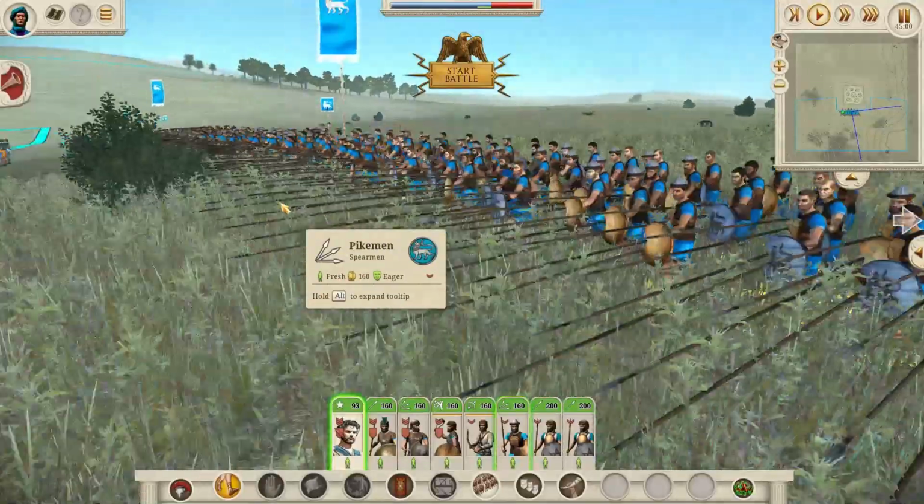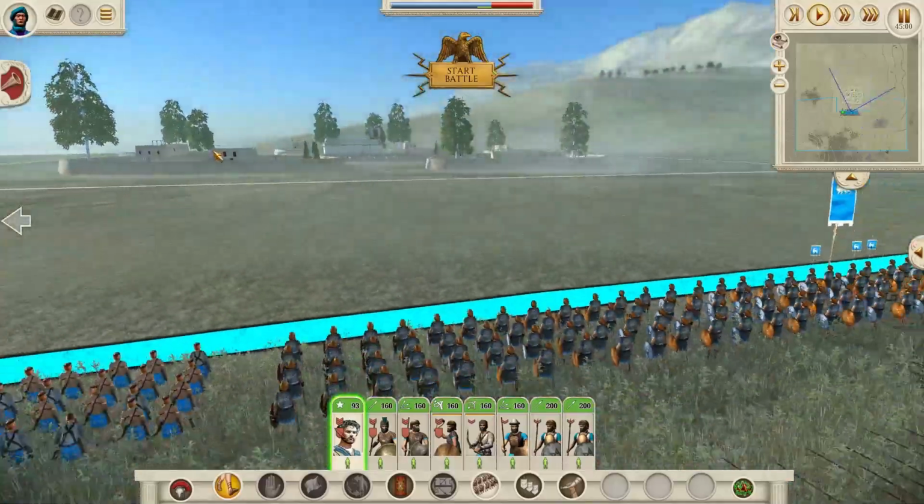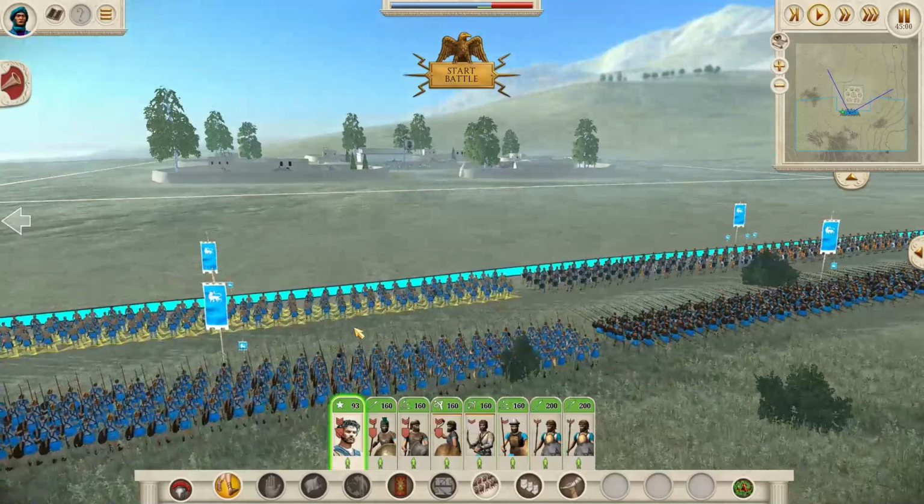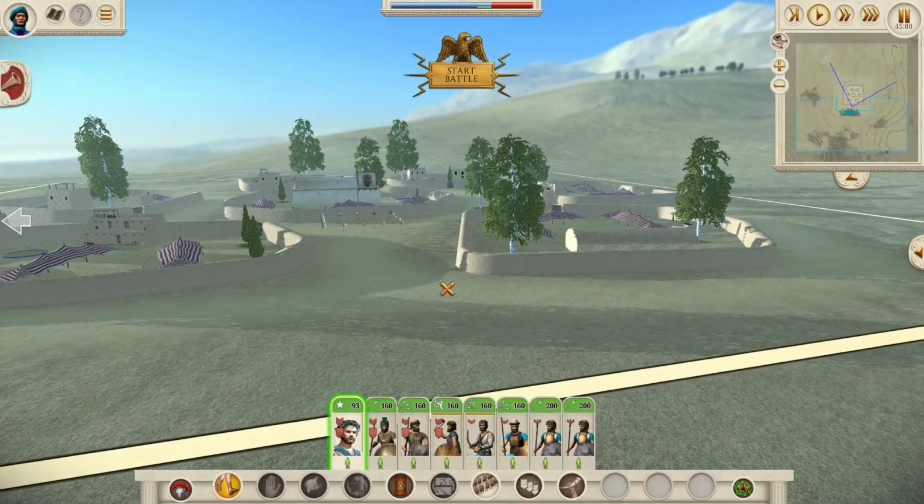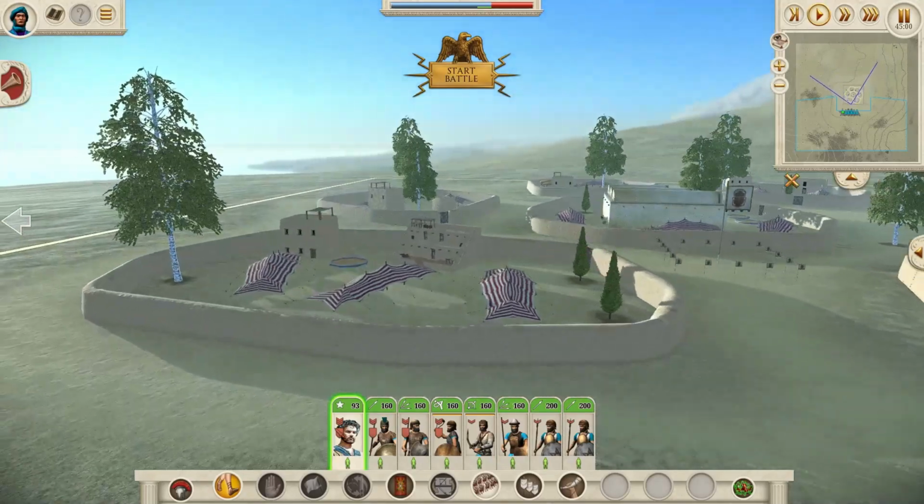We've got our pikemen, and we've got Hebrew slingers. Now, all of these units fit right in with the vanilla aesthetic. Like, Degovax has done a phenomenal job with that. Additionally, I have to mention that I believe the soundtrack is also unique.